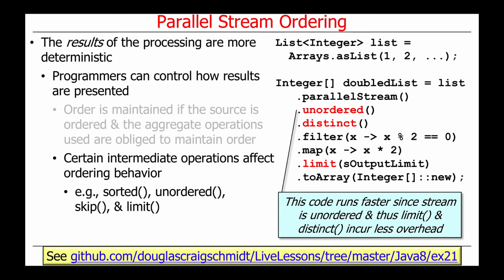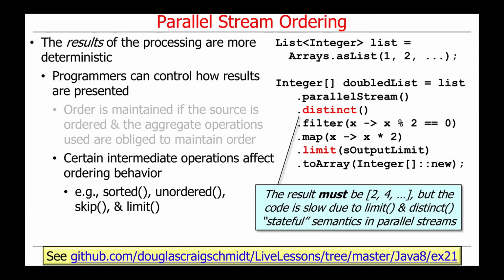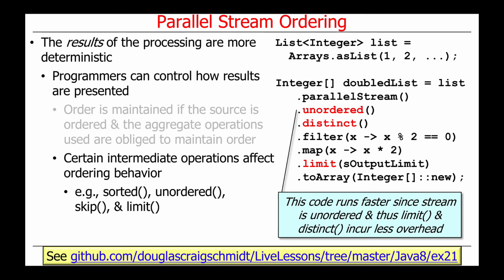Interestingly enough, if we take the same stream, so here was the stream before, and we make one little tweak to it, and we change it to unordered, then what that tells the stream is, even though the input is ordered, even though I have an array list as the input, which by default is ordered, if you put the .unordered intermediate operation, it's an indication to the system, don't worry about ordering, run this thing faster. So it'll incur less overhead, so it'll run faster than it did before.